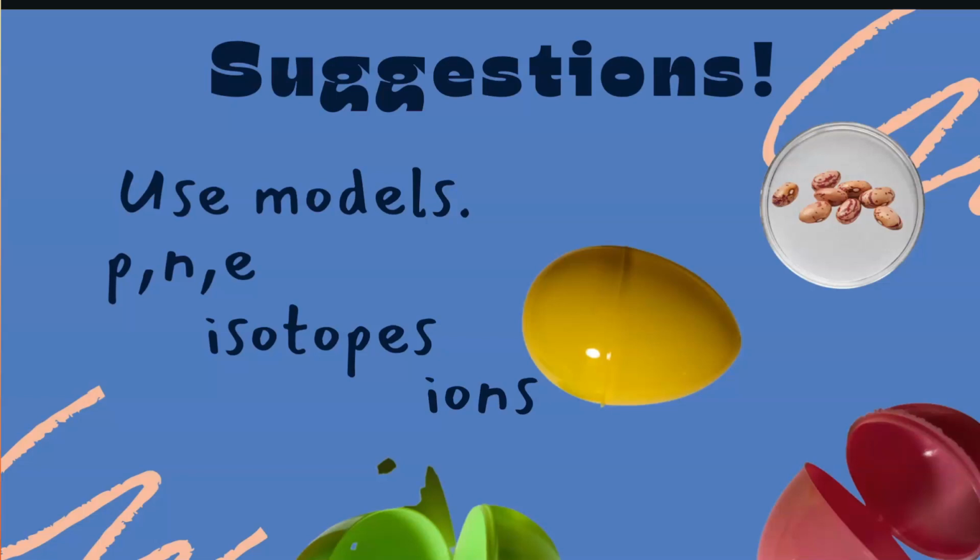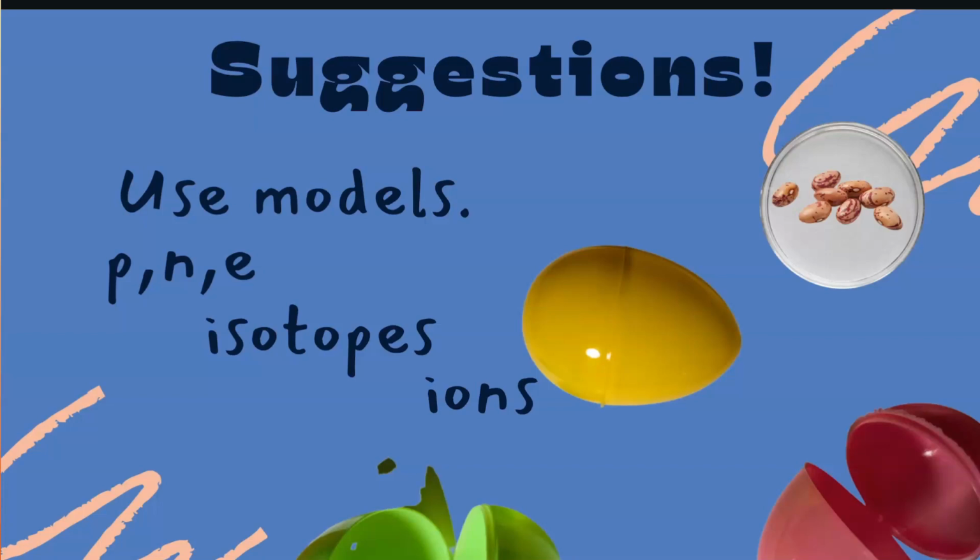All right, so with that, let's go over just a few suggestions. Use models for atoms, the protons, neutrons, and electrons inside of an atom. You can go to the dollar store and get beads. Maybe you go to the food store and get different types of beans, and they're going to represent protons, neutrons, or electrons, and have the students build atoms.